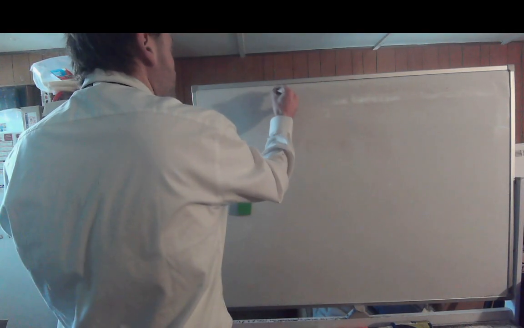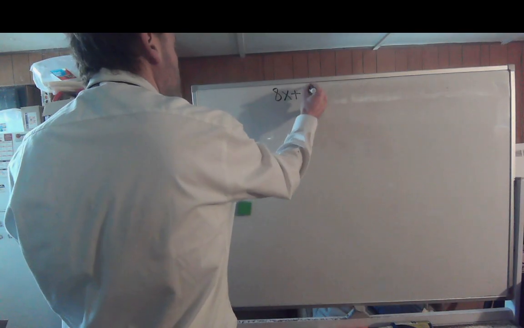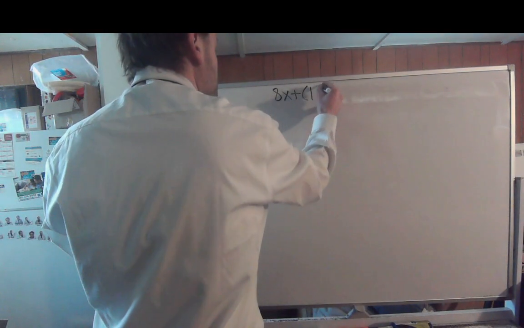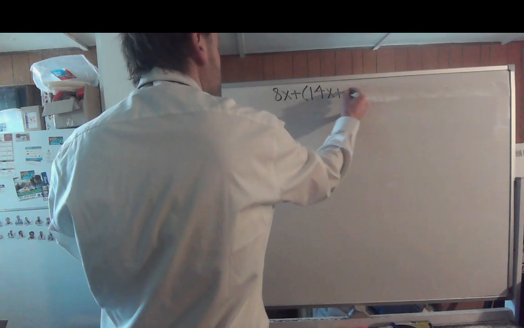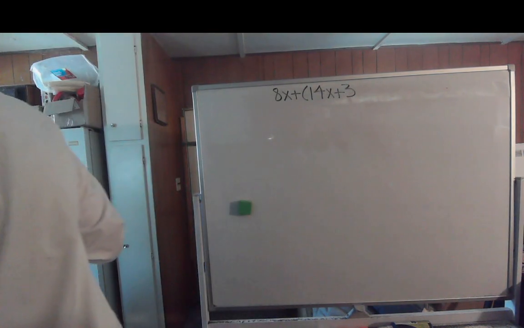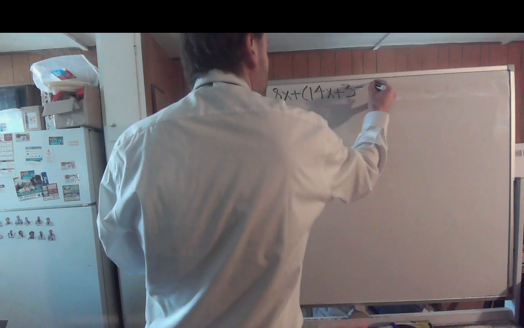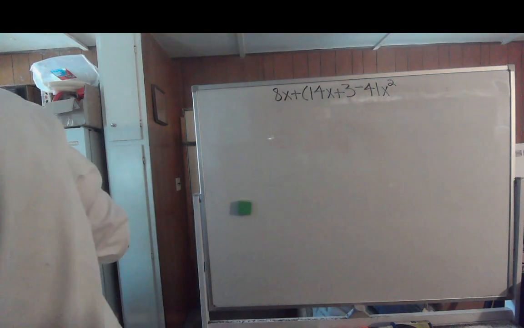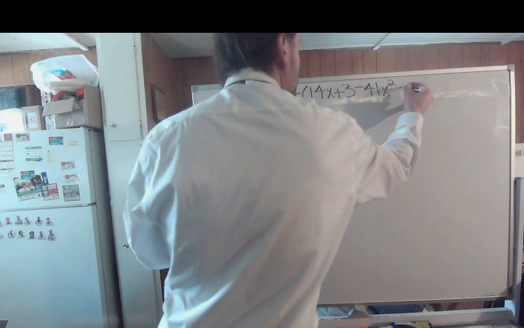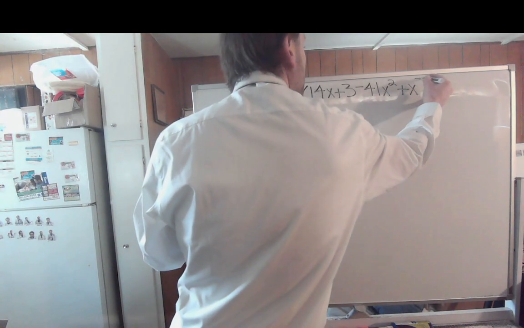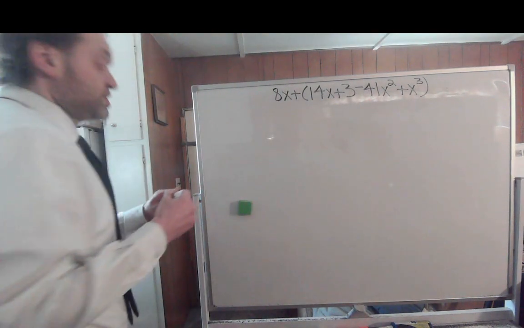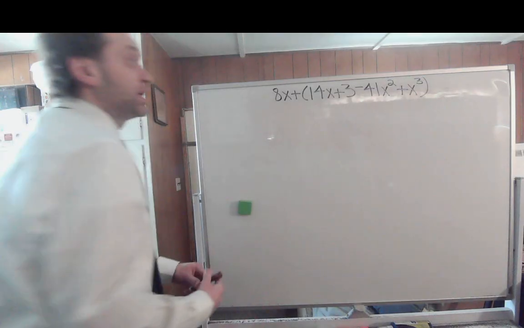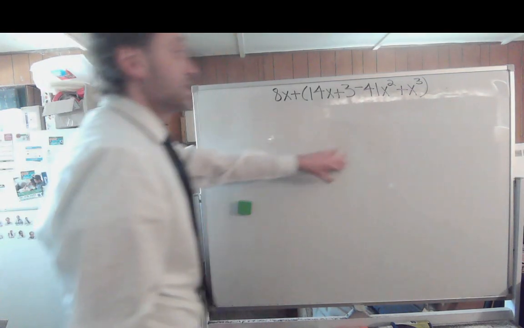Let's see, 8x plus the quantity of 14x plus 3 minus 41x to the second plus x to the third. So 8x plus the quantity of 14x plus 3 minus 41x squared plus x to the third.